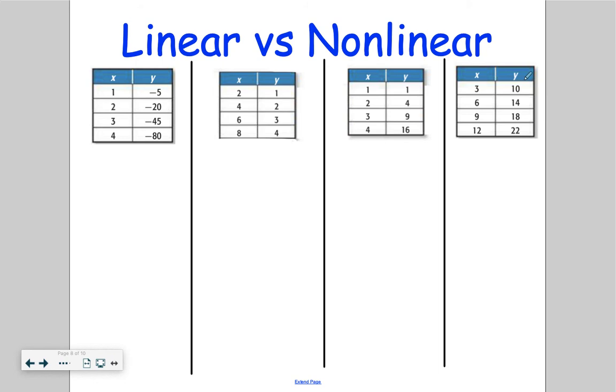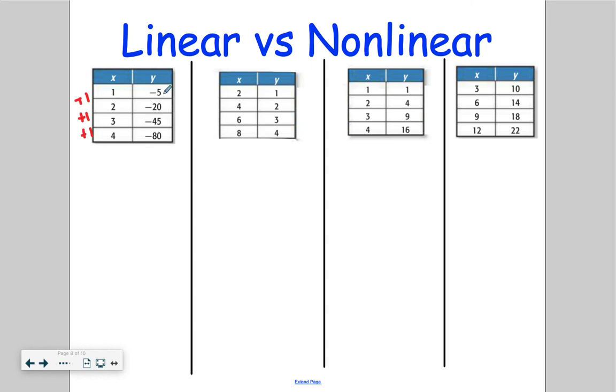Last thing we're going to look at is how we can determine this using tables. So if I come over here to this first table, we want the rate of change to be constant, which means our differential between the x's and the y's should be constant. So I come over and look at the x's, and to get from 1 to 2, I added 1. To get from 2 to 3, again, I added 1. To get from 3 to 4, I added 1. So our x's are good. The x change is constant. I'm going up by 1 every time.